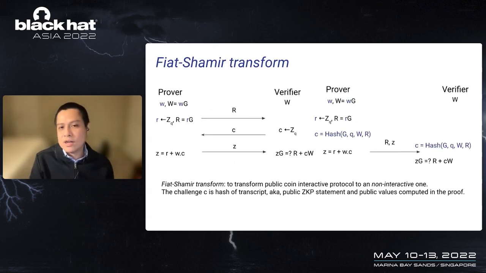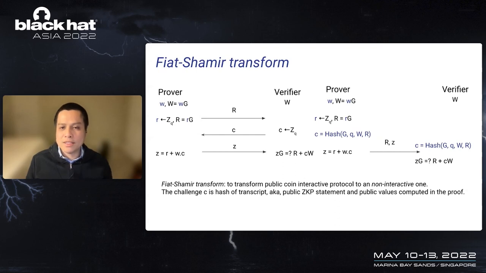The protocol that I described is interactive. In practice, an interactive protocol has a few drawbacks. First of all, it requires the prover and the verifier to be synchronized, and second, it only works with one prover and one verifier. In practice, you want to create a proof and then have multiple verifiers verify it later at any time they want.